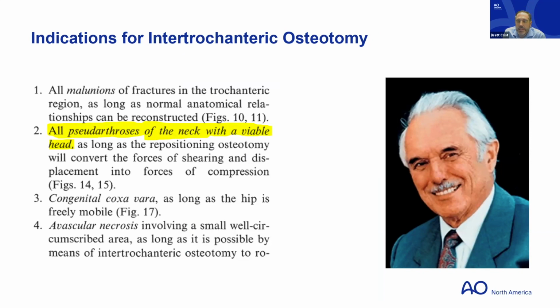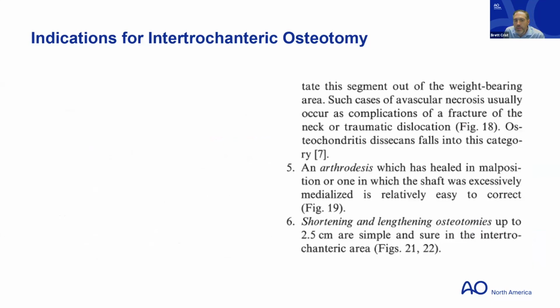And sometimes that can be difficult to decide, but most of the time you can decide or see that based on radiographic or advanced imaging. And the important thing is all femoral neck nonunions with a viable head, as long as repositioning it with the osteotomy will convert forces of shearing and displacement into forces of compression. These are the other indications that were in that chapter, but we're really focusing on the femoral neck nonunion.